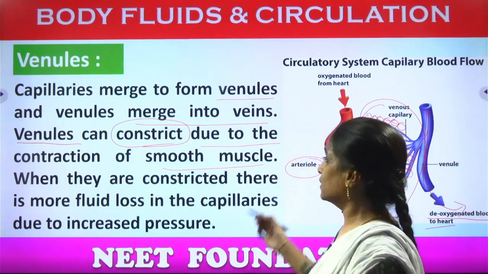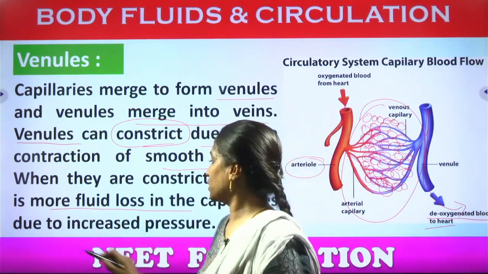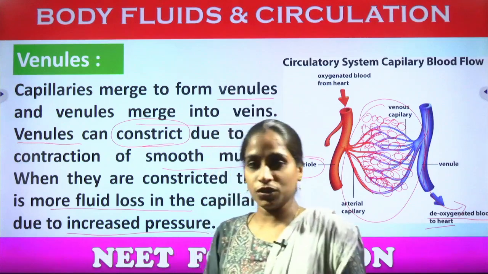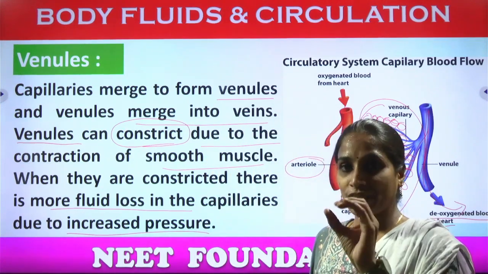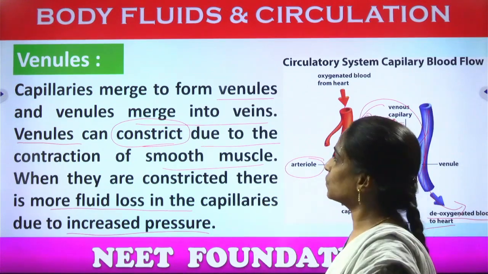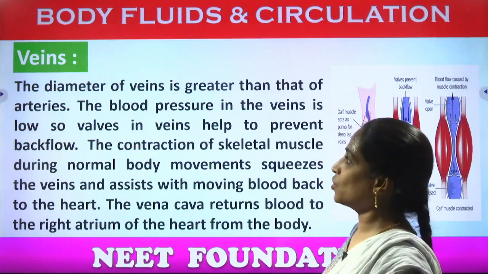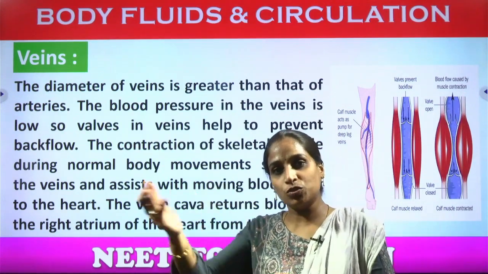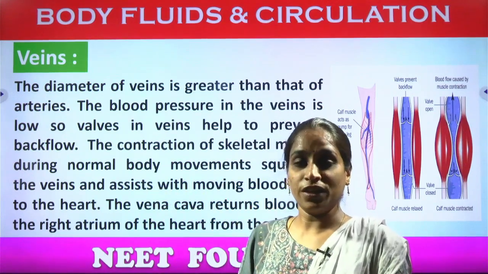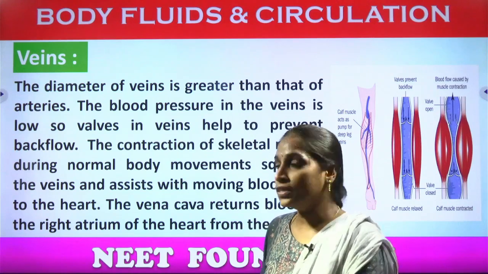And when they are constricted, there is more fluid loss in the capillaries due to increased pressure. Where do they increase and how do they increase? Because of the muscle contraction and relaxation, right? Next, coming to the veins. The main branches are called veins, which carry the deoxygenated blood towards the heart. Arteries carry blood away from the heart and veins carry blood towards the heart.